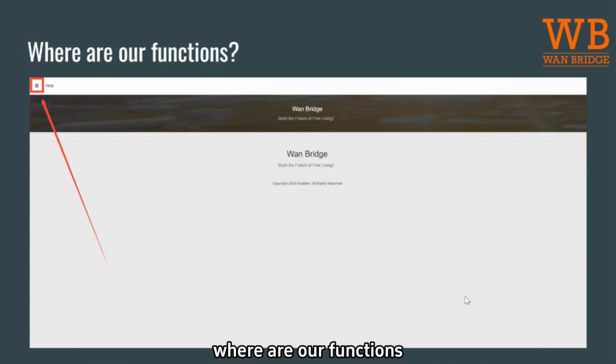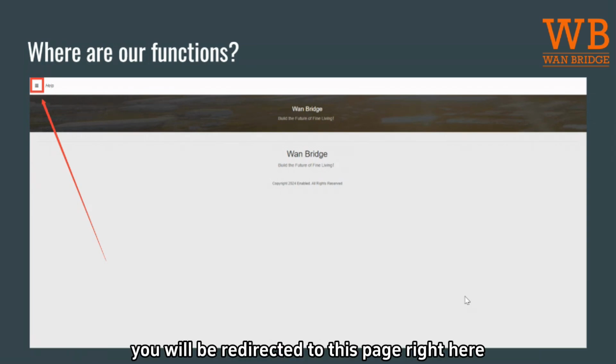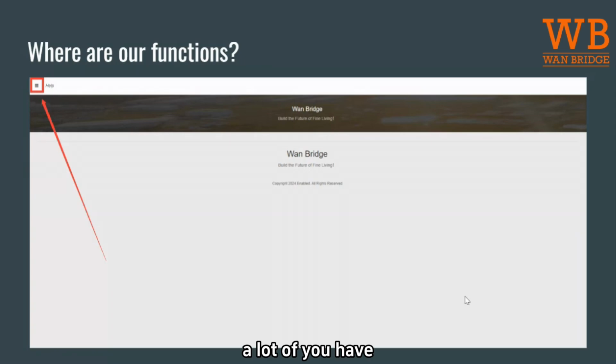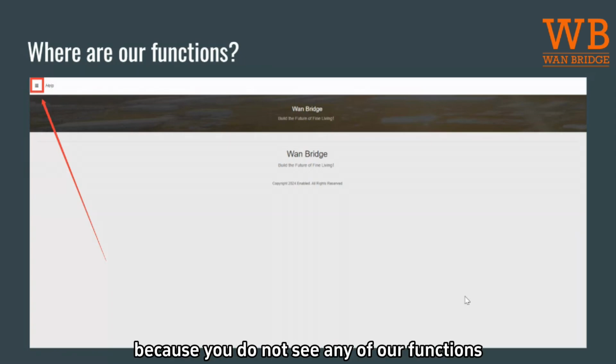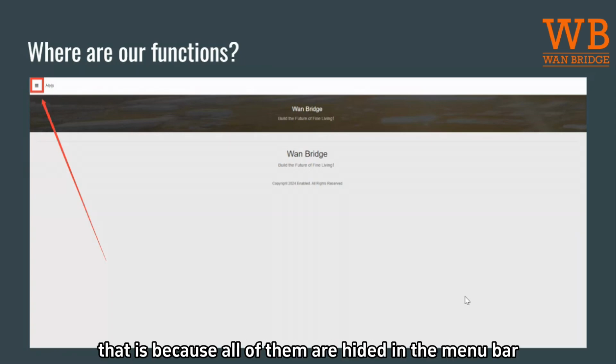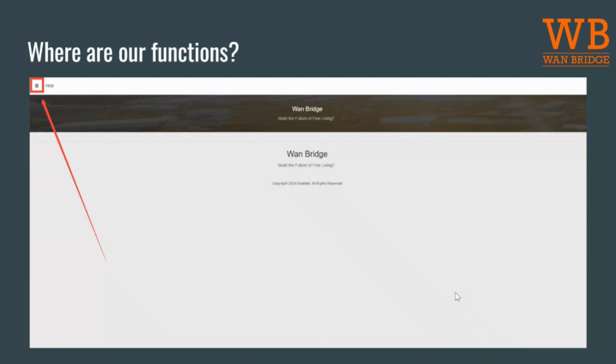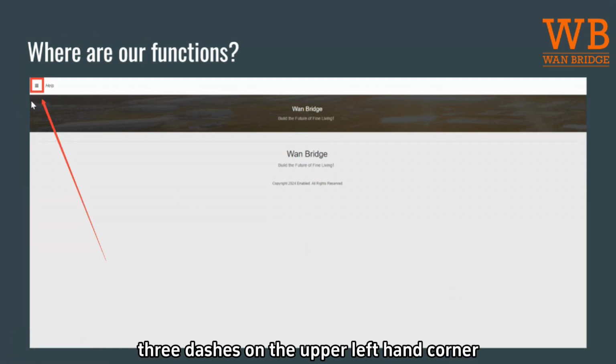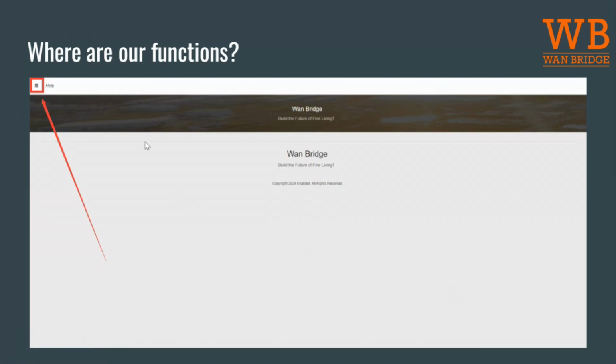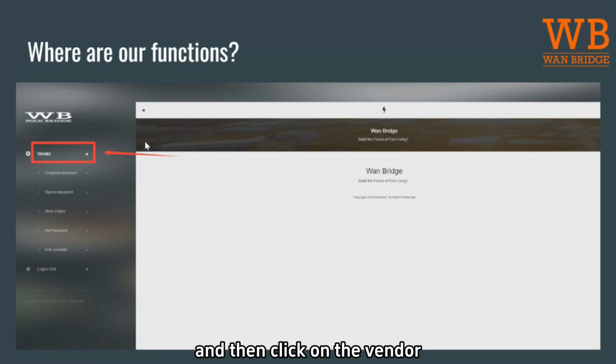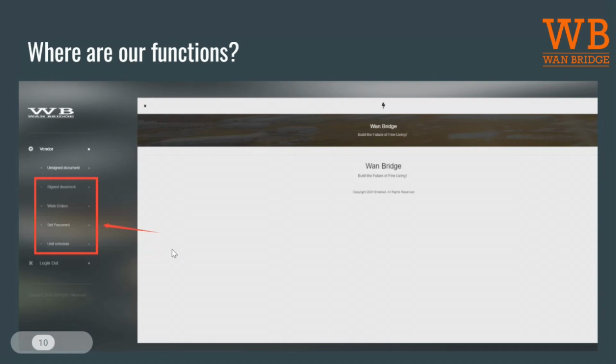Where are our functions? Once you're logged into our portal, you will be redirected to this page right here. A lot of you have questions on this page because you do not see any of our functions. That is because all of them are hidden in the menu bar. To access our menus, you can just use the little 3 dashes on the upper left-hand corner. And then click on the vendor button to open up another menu with all of our functions included.